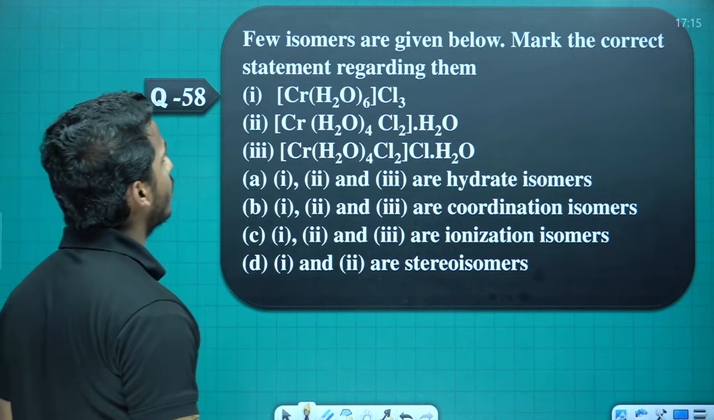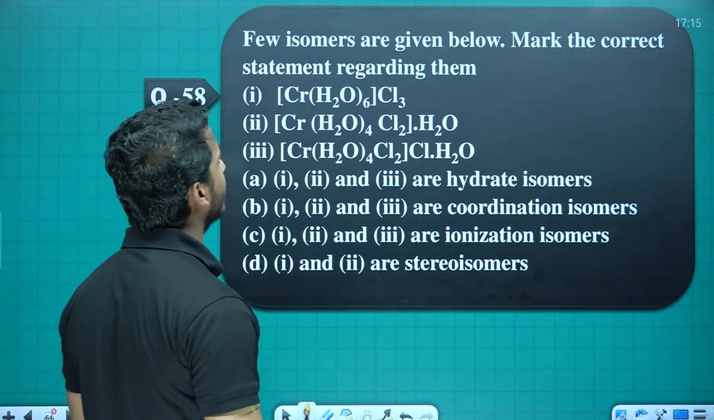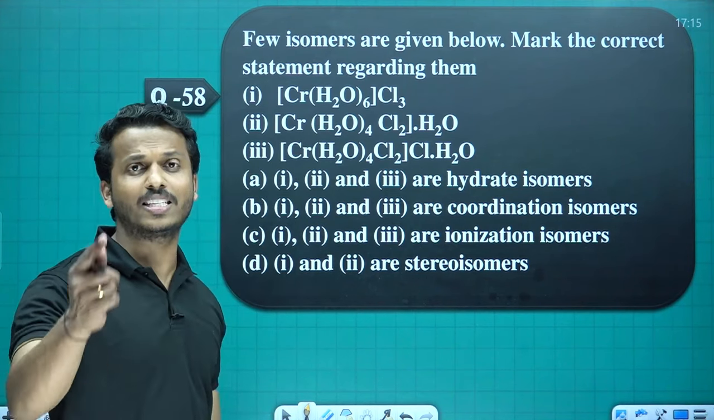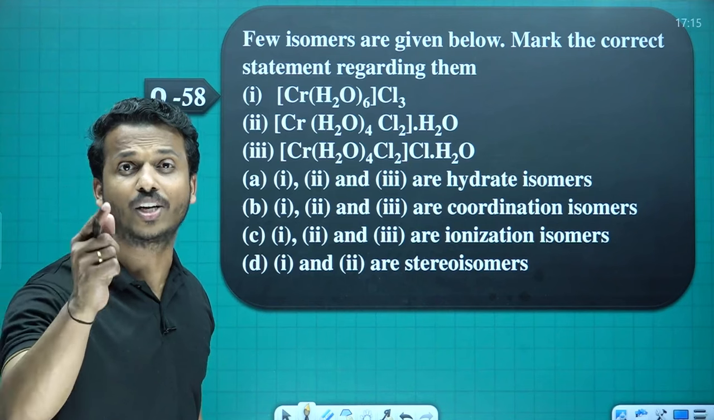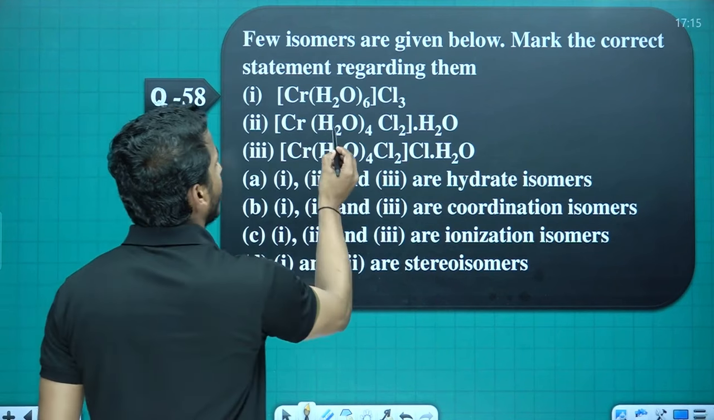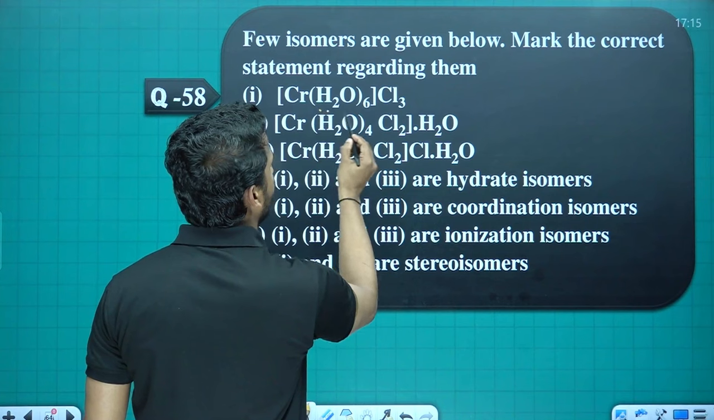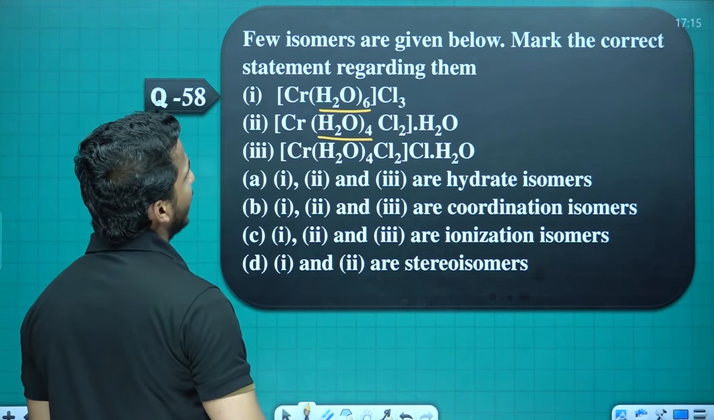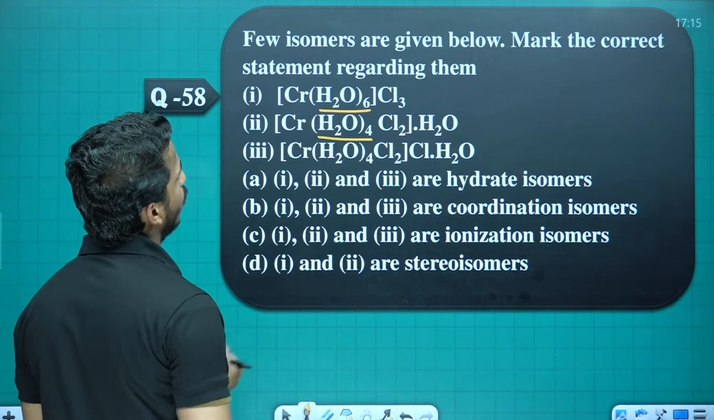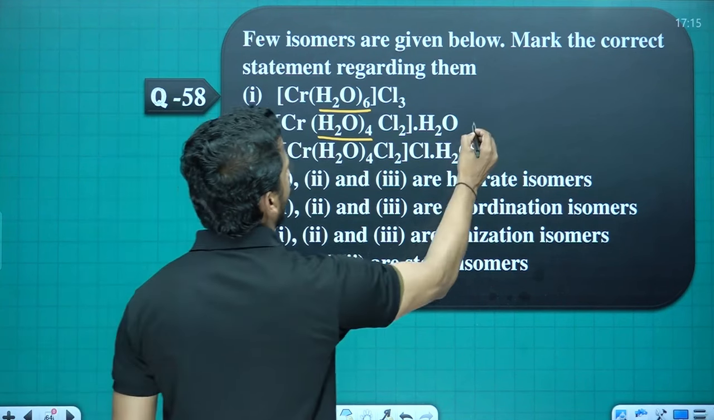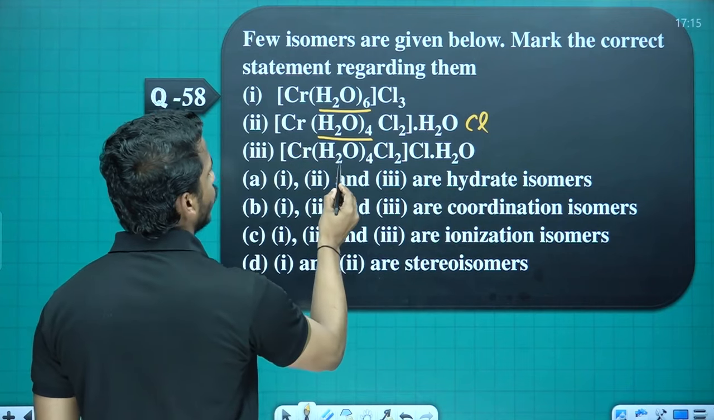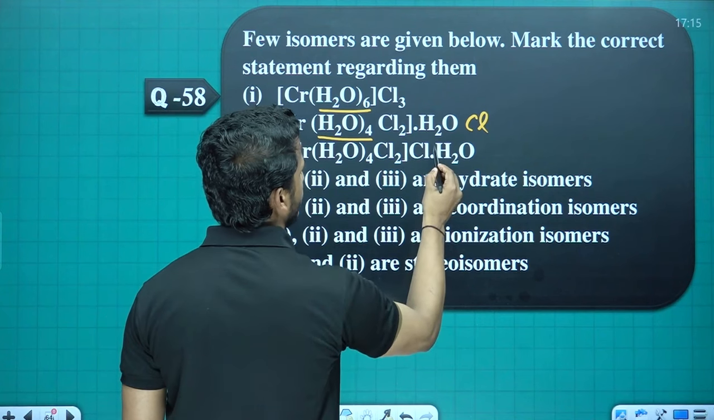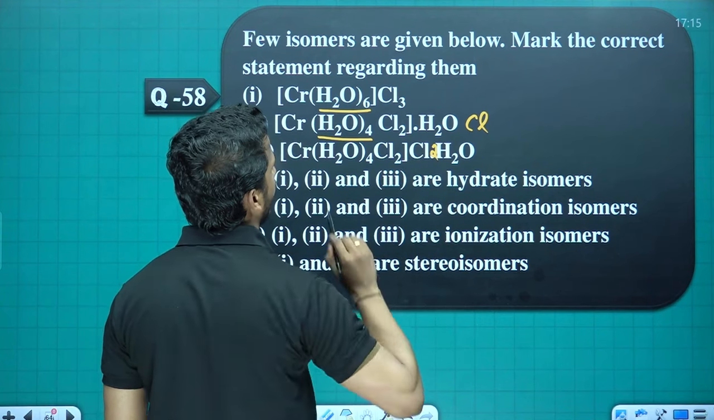Now, a few isomers are given below. Mark the correct statement regarding this. [Cr(H2O)6]Cl3. This example we discussed in our hydration isomerism. And one here, what happened here: [Cr(H2O)6] here, [Cr(H2O)4Cl2] here, and then actually one H2O outside. Here one chlorine will be there, okay, and [Cr(H2O)4Cl2]Cl. So here 2 H2O outside, 2 H2O outside, and chlorine, okay.